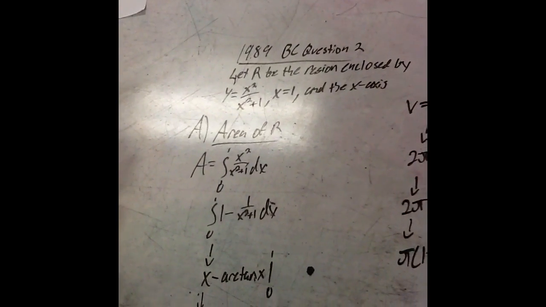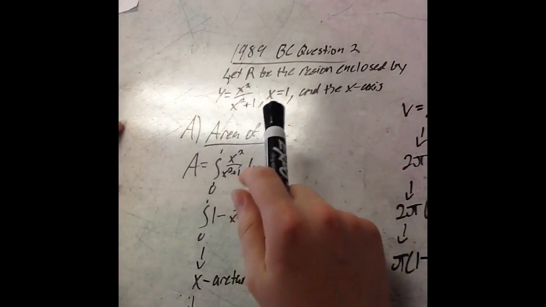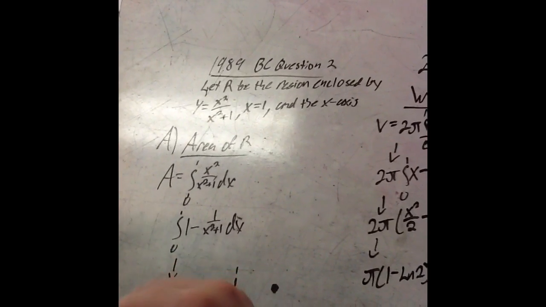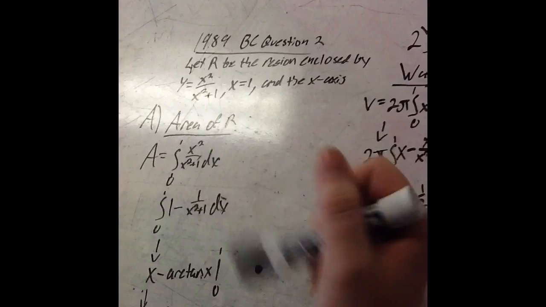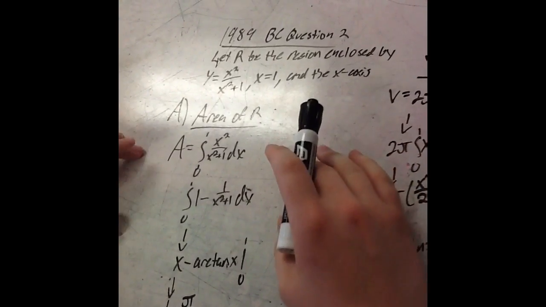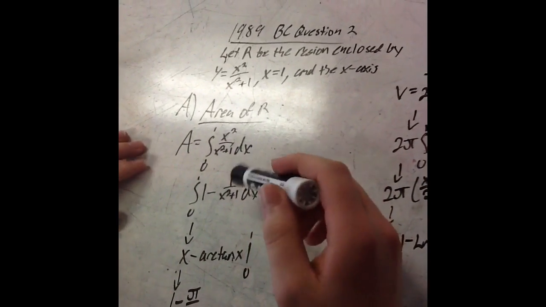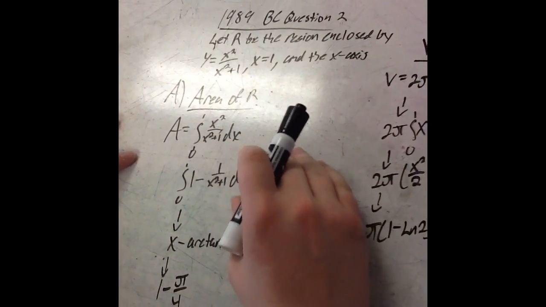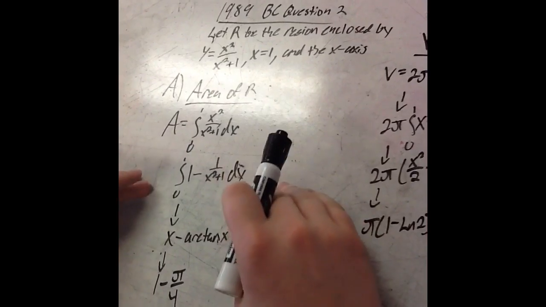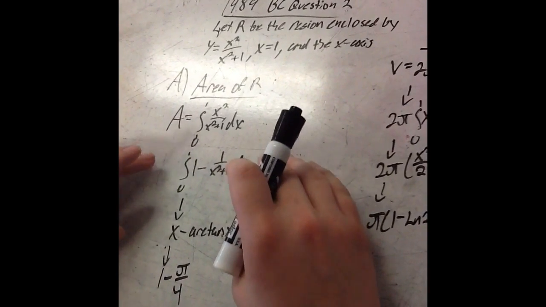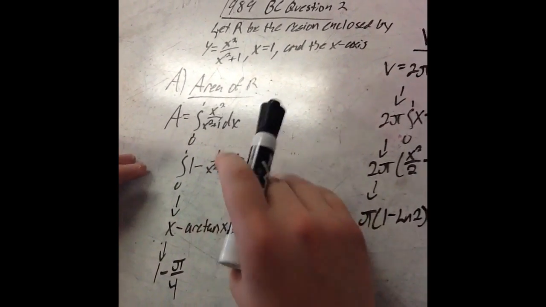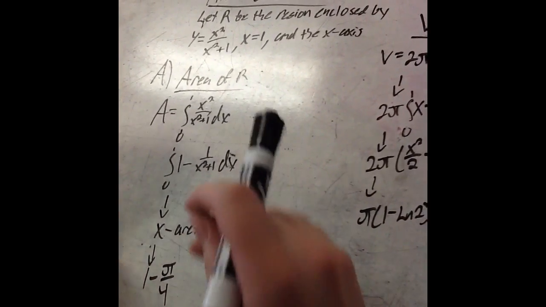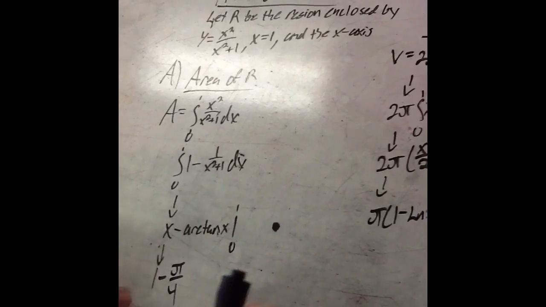The 1989 BC question 2 states: let R be the region enclosed by y equals x squared over x squared plus 1, the line x equals 1, and the x-axis. Part A asks you to find the area of R. The area is equal to the integral from 0 to 1 of x squared over x squared plus 1 dx. This equals the integral from 0 to 1 of 1 minus 1 over x squared plus 1 dx, which equals x minus arctangent x from 0 to 1, which equals 1 minus pi over 4.